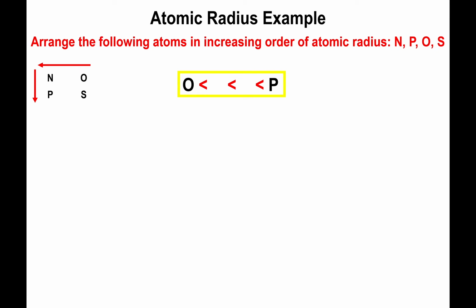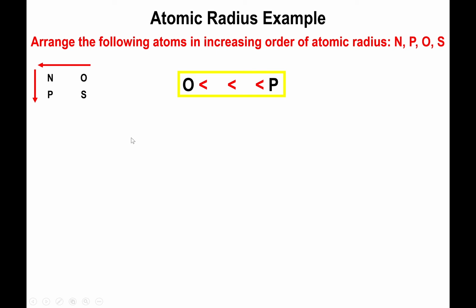The problem, however, arises with the elements in the middle, nitrogen and sulfur, because on the one hand, nitrogen is farther to the left than oxygen, but it is farther up than phosphorus. And sulfur right here is farther to the right than phosphorus, but it is below nitrogen. So then the question becomes, which one is the smaller one? Is nitrogen the smaller one, or is sulfur the smaller one?